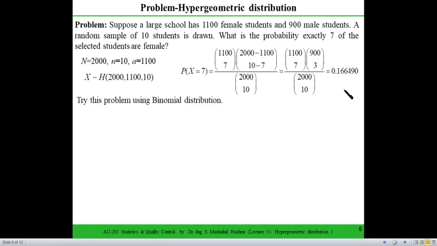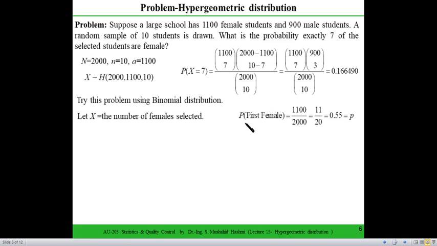Okay, let's try to solve this problem using a binomial distribution. In the binomial distribution, what we are interested in is the number of females selected. The probability of getting a first female: you have 2000 population, and out of 2000, 1100 would be female. So the first female in the sample would be 1100 over 2000, or 11 by 20, or 0.55, which is the probability of success, that is picking a female student.